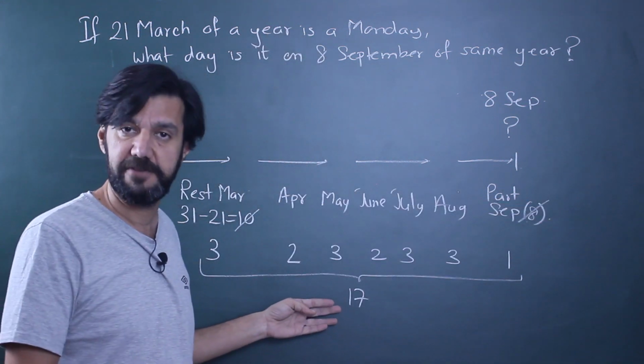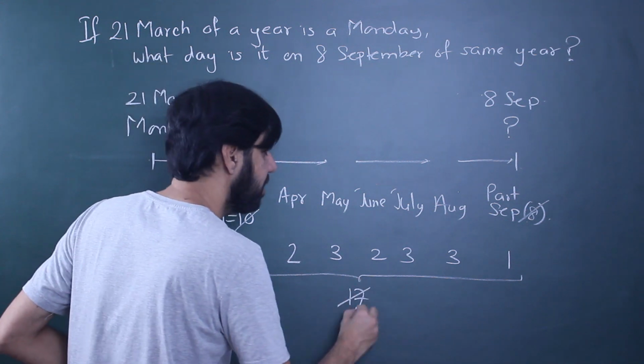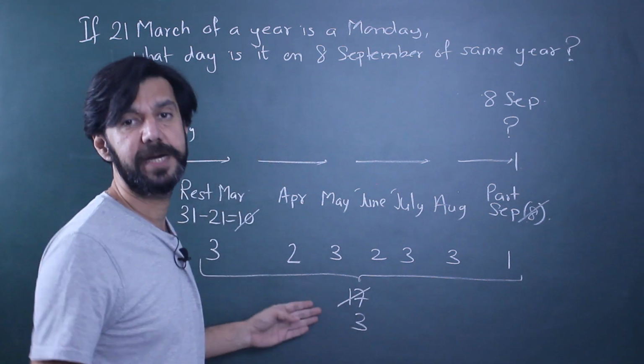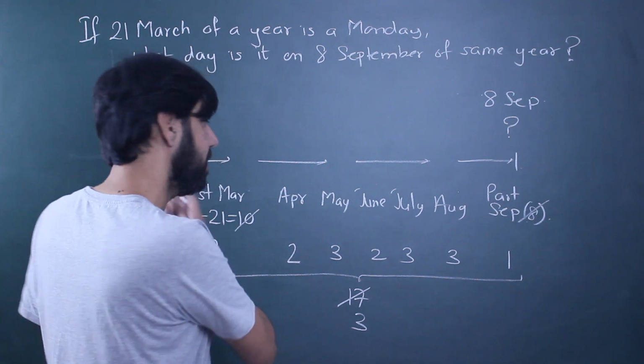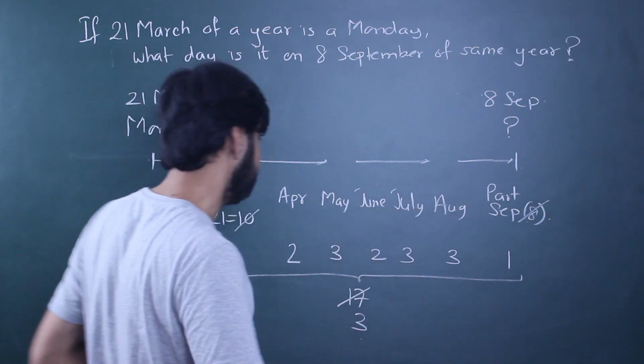The small days, when they collect, become more than a week, right? This becomes more than 7. 7 2s are 14, 2 full weeks and 3 more days. So again, I'll divide it by 7 and check the remainder. So in this time span, I have 3 extra days.